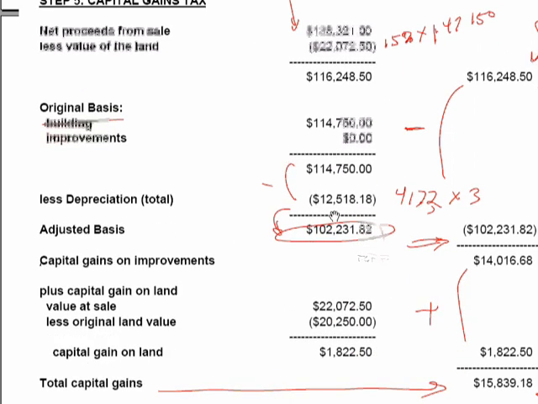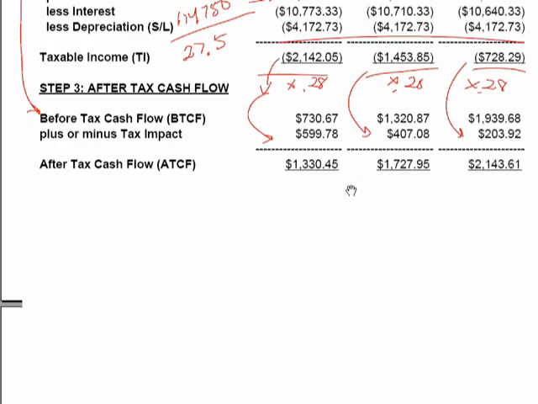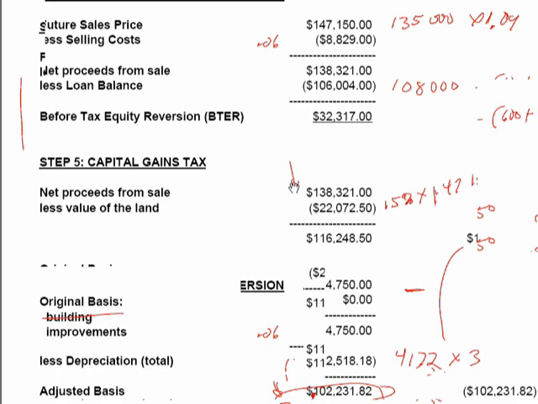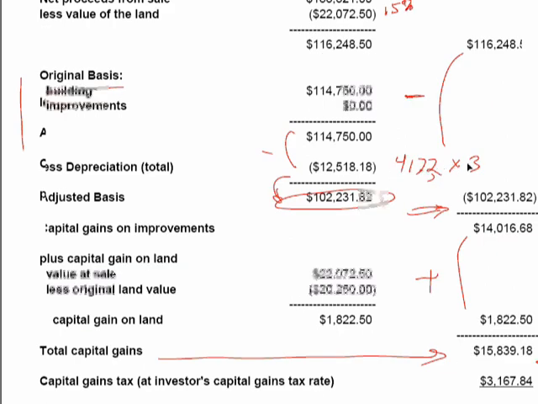So depreciation is still a great thing, but right now it's going to hurt us a little bit because it's going to reduce our original basis by the amount of depreciation we've taken over the 3 years, which is just adding up the 4,172 times 3. Okay, just adding up the depreciation we've taken each year, sum it up. We're taking 4,172 times 3. And so this is our total or accumulated depreciation, 12,518.